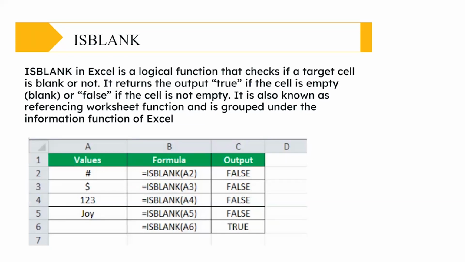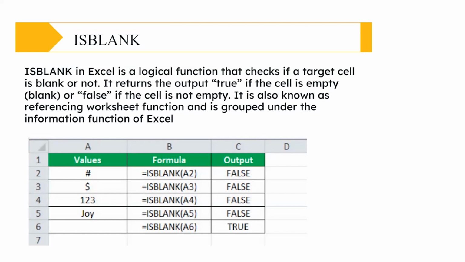Okay, so the next function is ISBLANK. Now what is ISBLANK? ISBLANK is an Excel function. It's a logical function that checks if a target cell is blank or not. It returns the output TRUE if the cell is empty, or FALSE if the cell is not empty. It is also known as the referencing worksheet function and is grouped under the information functions of Excel. So ISBLANK gives information about a cell.